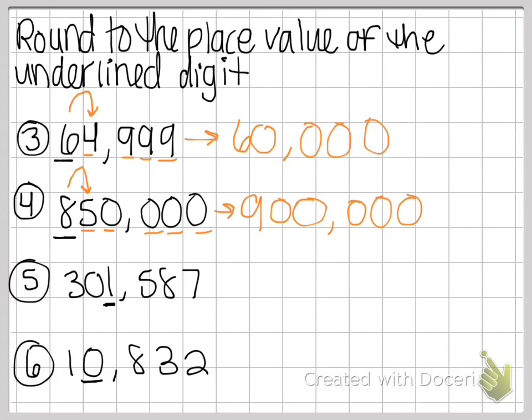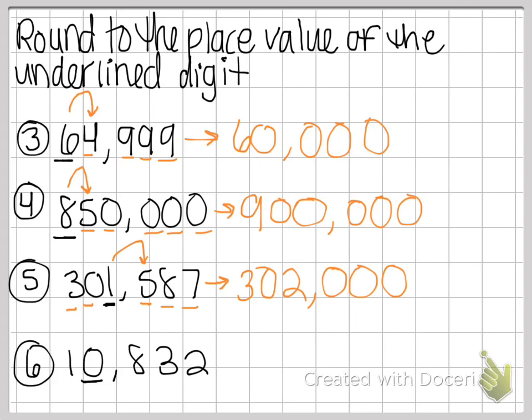Number 5, I'm looking at the 1 in the thousands place. Again, look to the digit to the very right of it. 5 or above, give it a shove. 4 or below, let it go. Well, that 5 makes that 1 go up one more digit. Everything in front of the 1 stays. So 3, 0. That 1 becomes a 2. And everything after it, the 5, the 8, and the 7, becomes zeros. So 301,587 rounds to about 302,000.